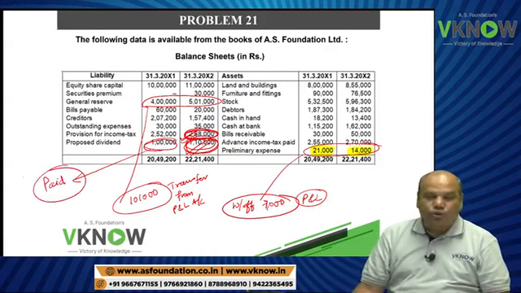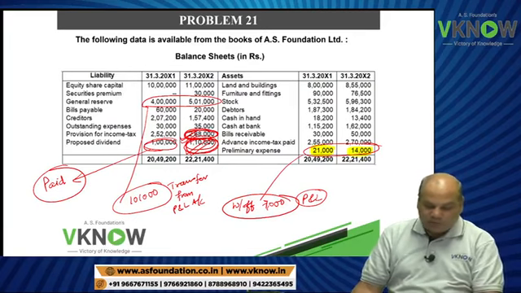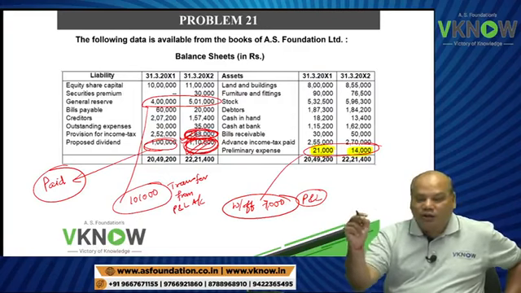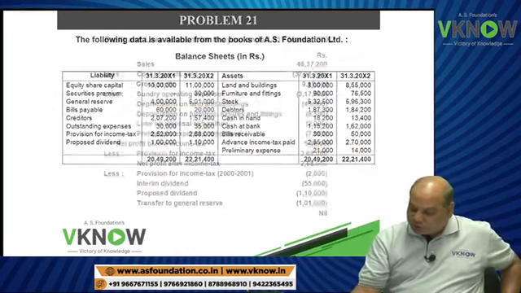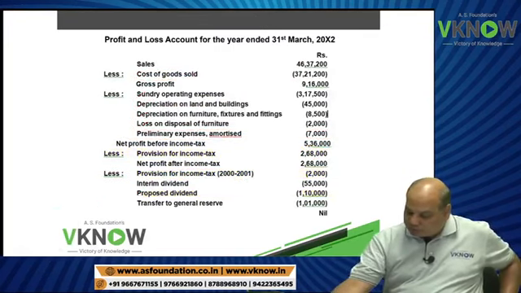This is paid. The opening proposed dividend must have been paid. Only closing is appearing in the P&L account, that is current year provision. So we have to make two payments of provision for dividend.